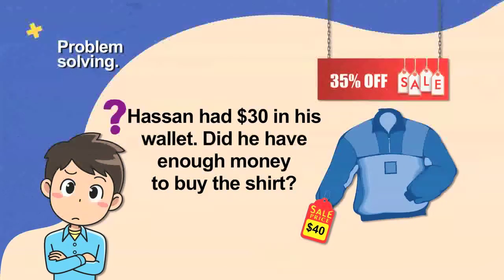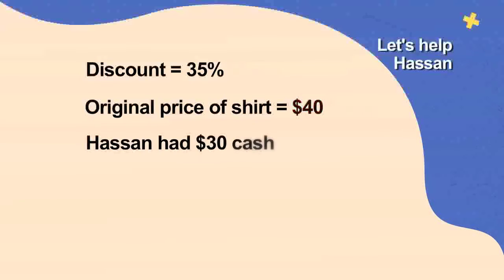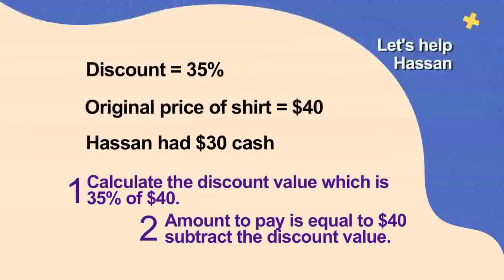Let's help him. First of all, let's go back to the problem. The discount was 35%. And the original price of the shirt is $40. He had $30 cash. So, what should we do first? Yes, we have to calculate the discount value, which is 35% of $40. Then, we will find the amount to pay, which is $40 minus the discount value.